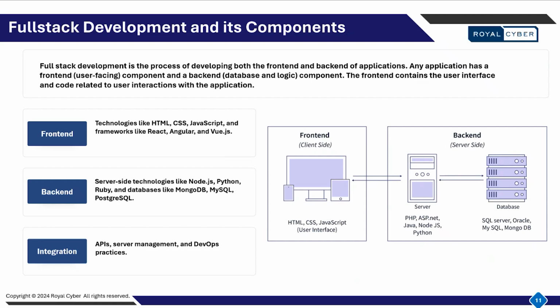storing and managing data. But full stack development doesn't stop there. APIs play a critical role in connecting the front end with the back end, allowing for smooth communication between different parts of the application. Additionally, server management and DevOps practices are essential for deploying, scaling, and maintaining the application. This includes setting up the servers, managing databases, automating deployment processes, and monitoring performance to ensure everything runs smoothly.